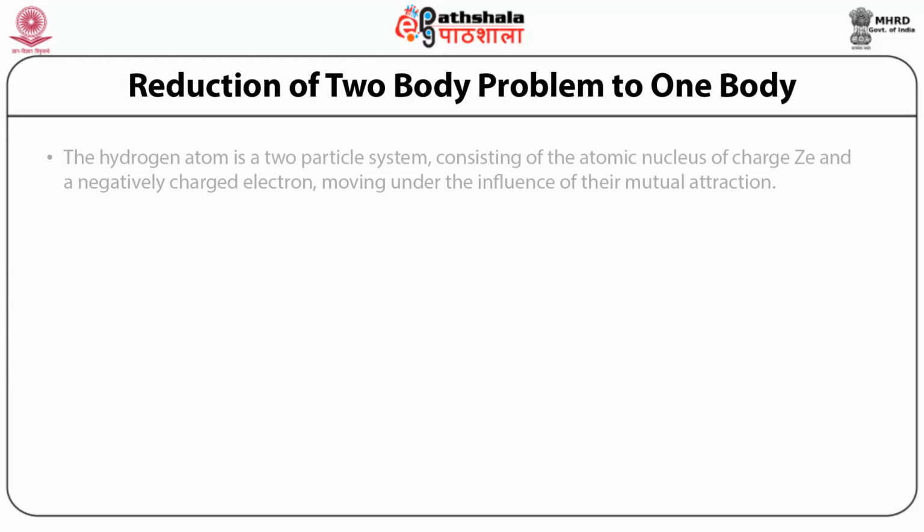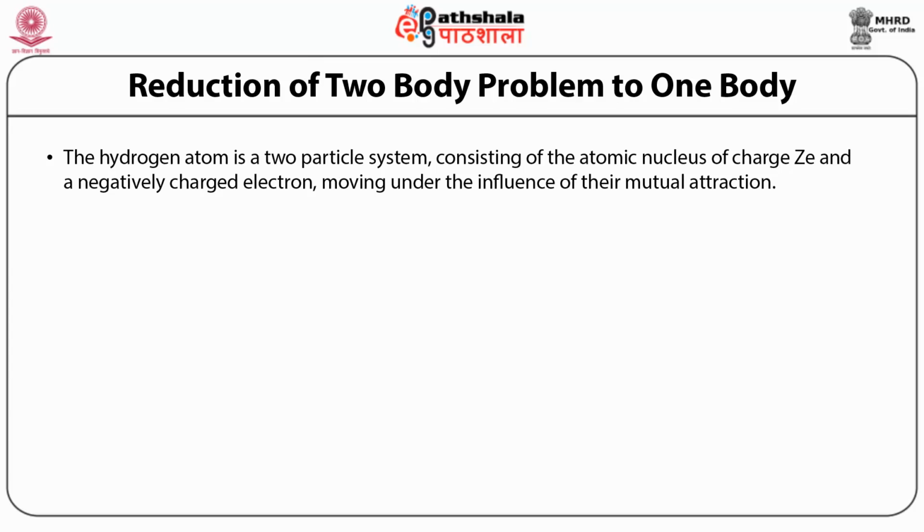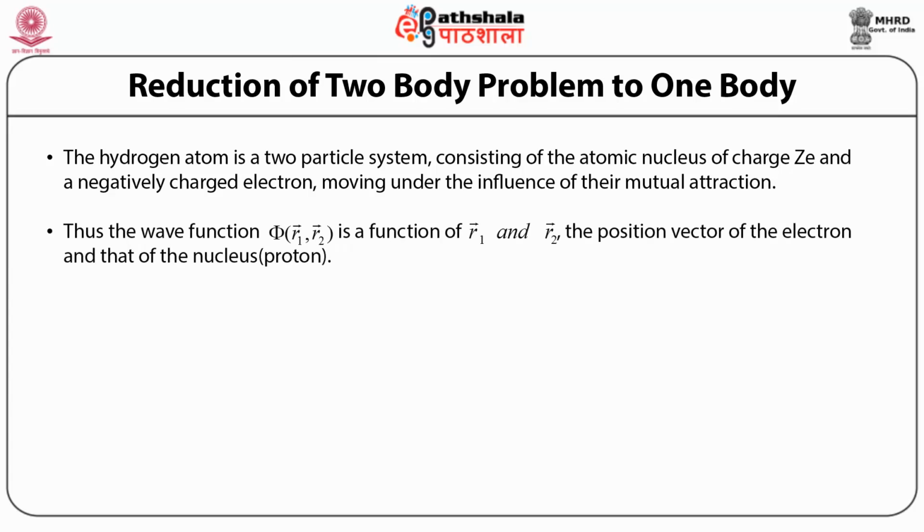So now let us consider a hydrogen atom, which is a two-particle system consisting of the atomic nucleus of charge Ze and a negatively charged electron moving under the influence of their mutual attraction. Thus, the wave function phi is a function of r1 vector and r2 vector, that is the position vector of the electron and that of the nucleus, the proton.